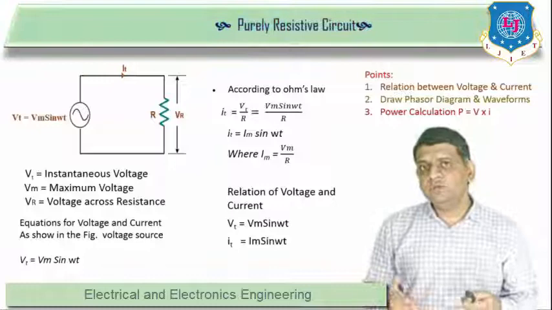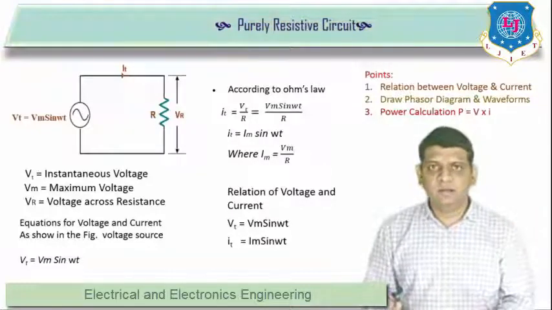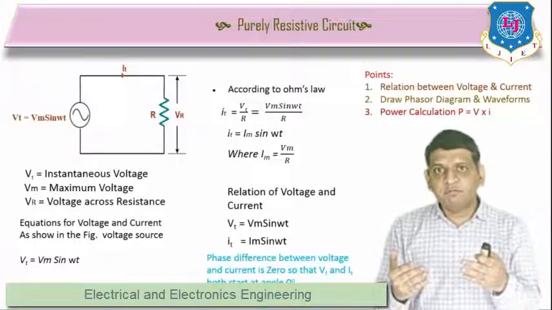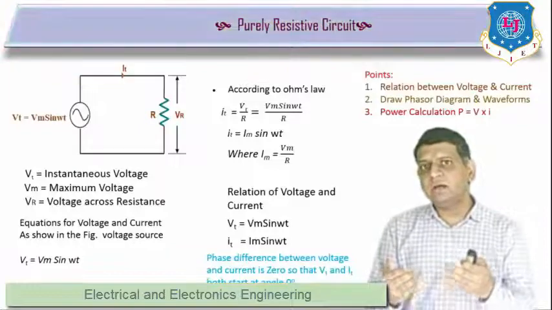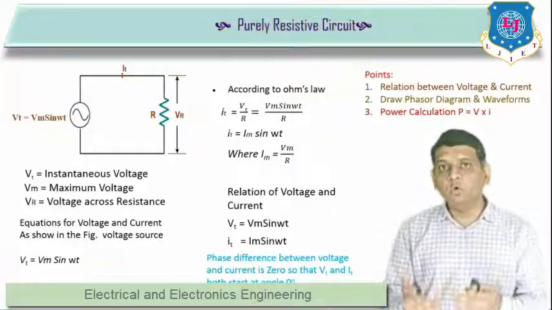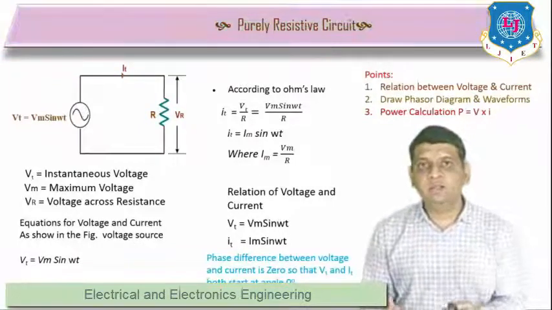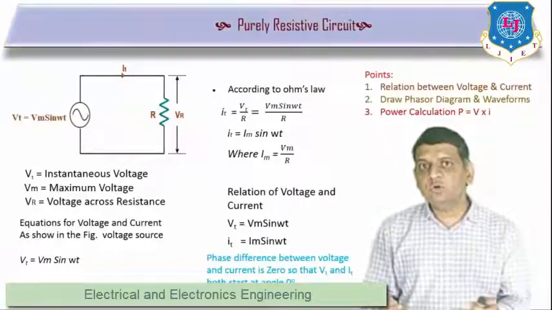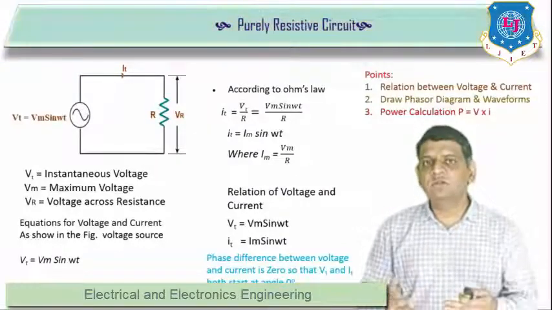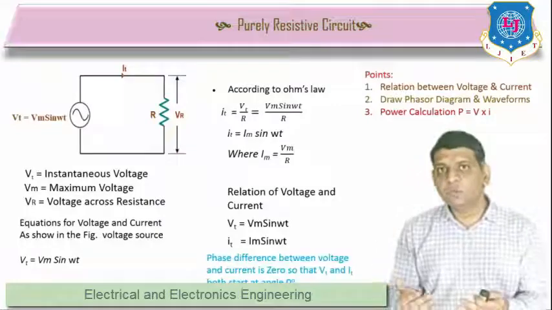based on this you can say that the phase difference between voltage and current is zero because both the signals start at angle zero, since v = Vm sin omega t and i = Im sin omega t. So this is point number one.